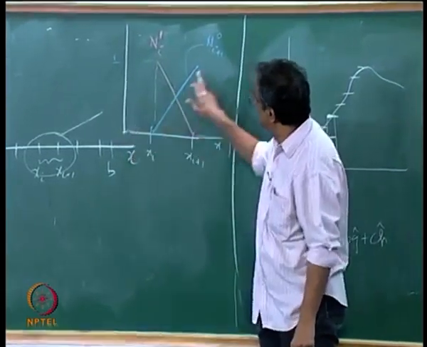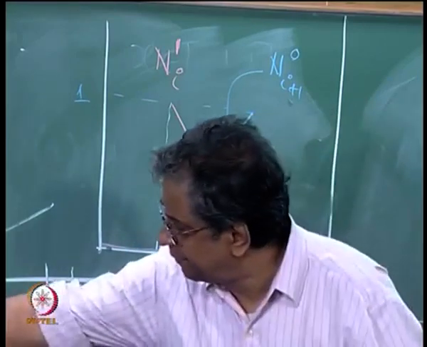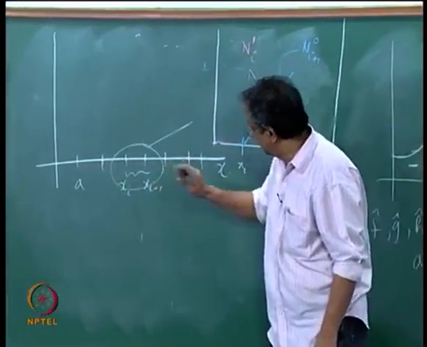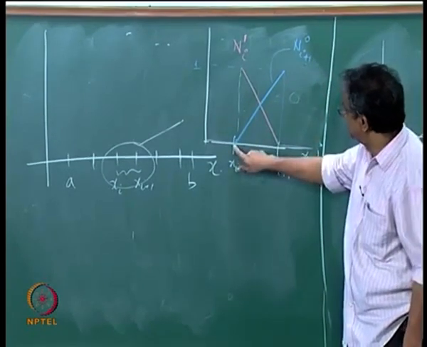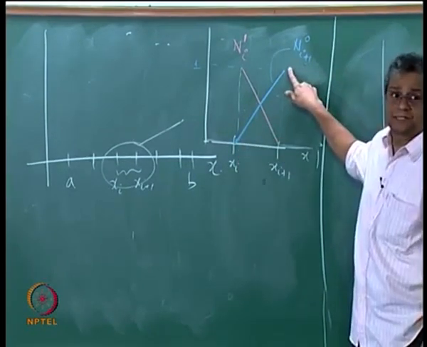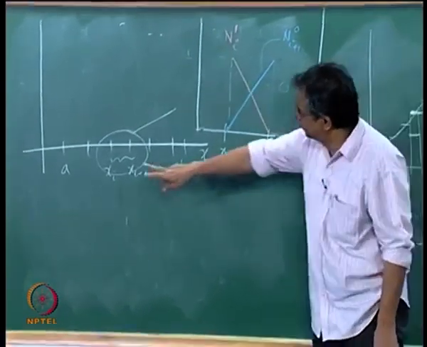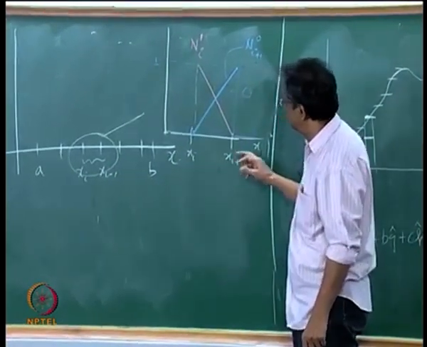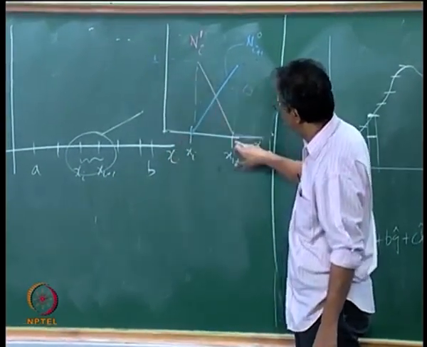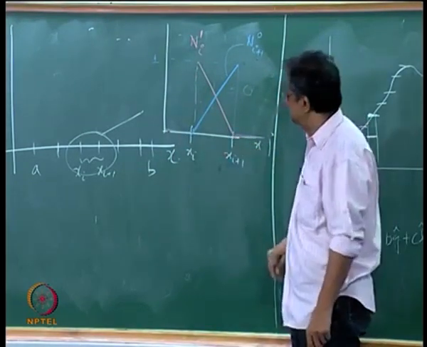The blue one, ni plus 1 0, is 0 everywhere over the interval a b except on the interval xi to xi plus 1, where it starts at 0 and in a linear fashion rises to 1. Ni is again 0 everywhere over the whole interval a b except on xi to xi plus 1, where it starts at 1 and goes down to 0, fine.